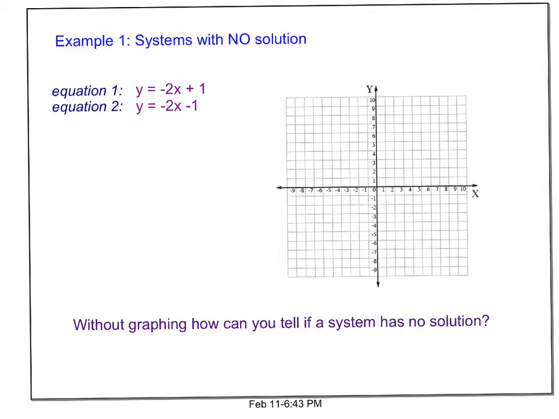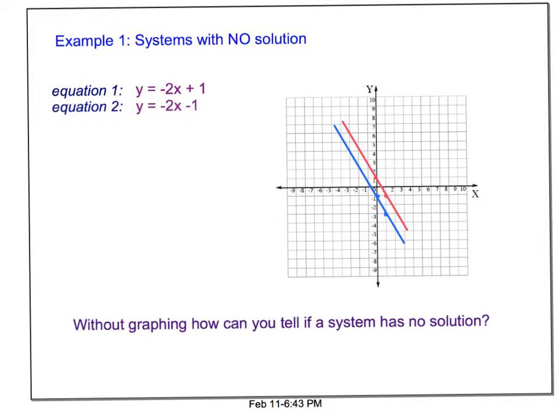Sometimes you graph systems and you'll see that there are no solutions. So let's look at this one. My first equation tells me to plot my y-intercept at 1 and go down 1 and right 1. Now for my other equation, my y-intercept is at -1, and I go down 2 and right 1 again, and graph that line. Something should strike you, and that is that these two lines are parallel.